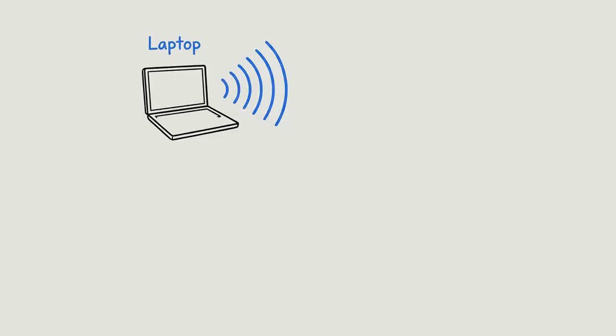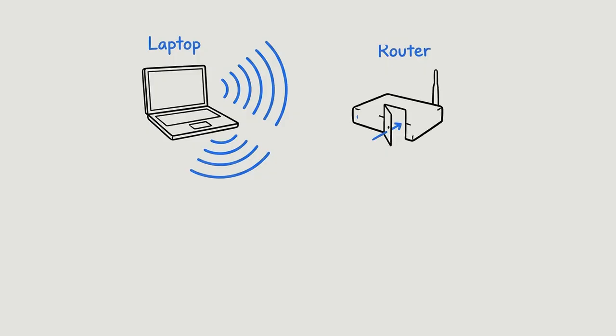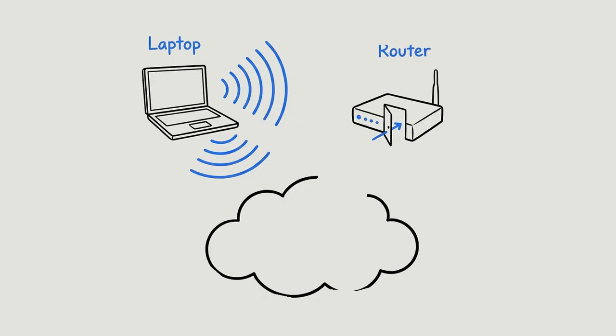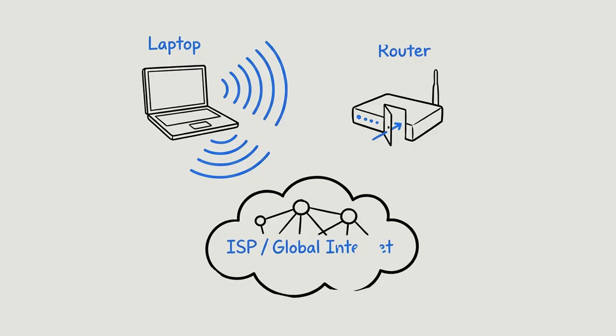That request leaves your laptop through a cable or through Wi-Fi waves and reaches your router. The router is the door between your home and the rest of the internet. Everything going in or out passes through this box. From there, the request moves into a much larger network run by your internet service provider, and then onward into the global internet.